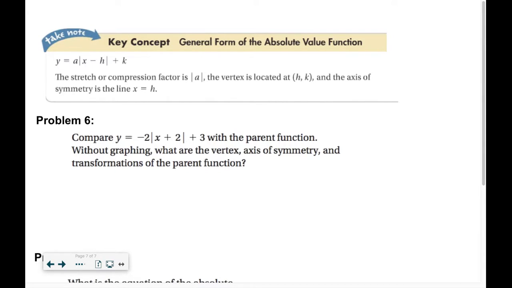Last page. Our general form, we kind of already figured out. Stretch or compression is that A, the vertex is (h, k), and the axis of symmetry is x equals h. We're geniuses, we have already figured that out. So we gotta compare y equals negative 2 times the absolute value of x plus 2, plus 3 with the parent function. I want to know what the vertex is.